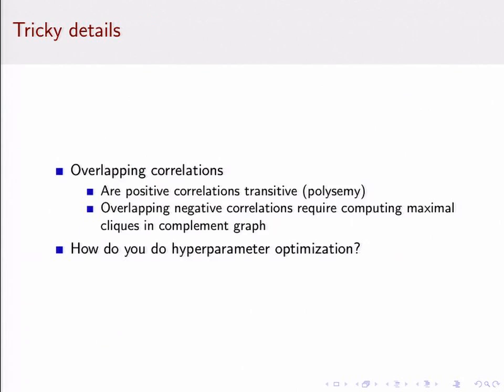Okay. All right, and so there are some tricky details that I'm not going to talk about. If you have overlapping correlations, that has some problems. Are positive correlations transitive? If you say yes, then that makes things a little bit similar. If you say no, then that means in one interpretation that you have multiple senses of the word. Negative correlations require some tricky graph computations to find the complement graphs and consider all possible universes where they aren't stuck together. And another tricky question is how do you do hyperparameter optimization in a way that doesn't undo what you're trying to do?